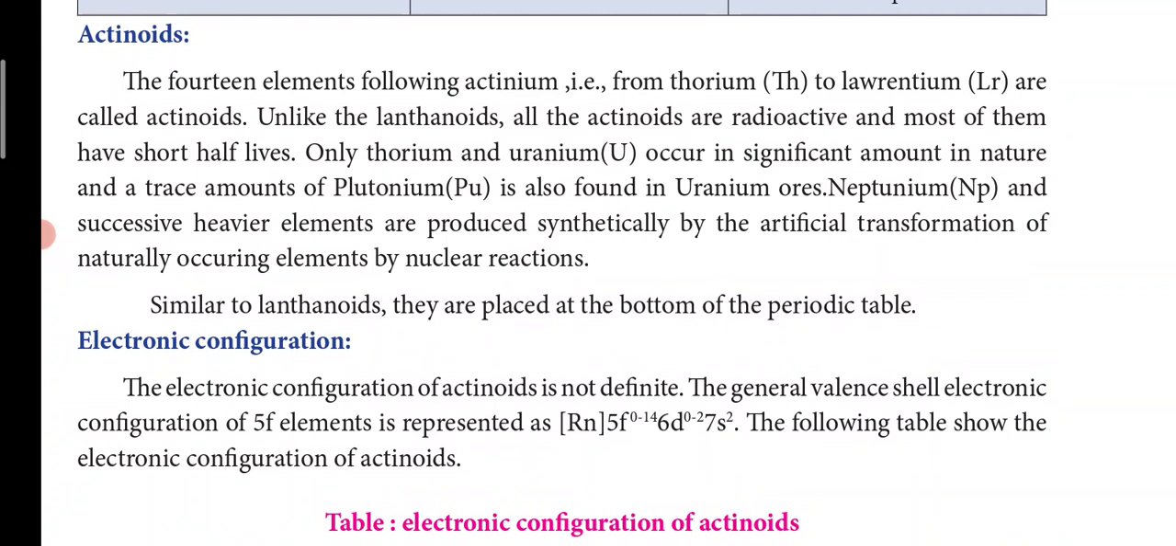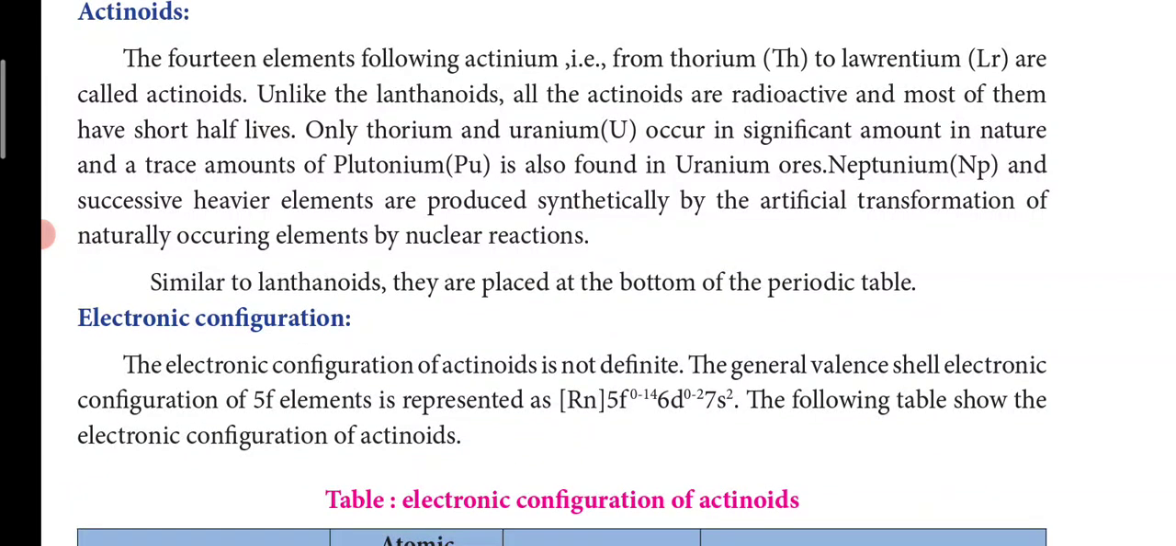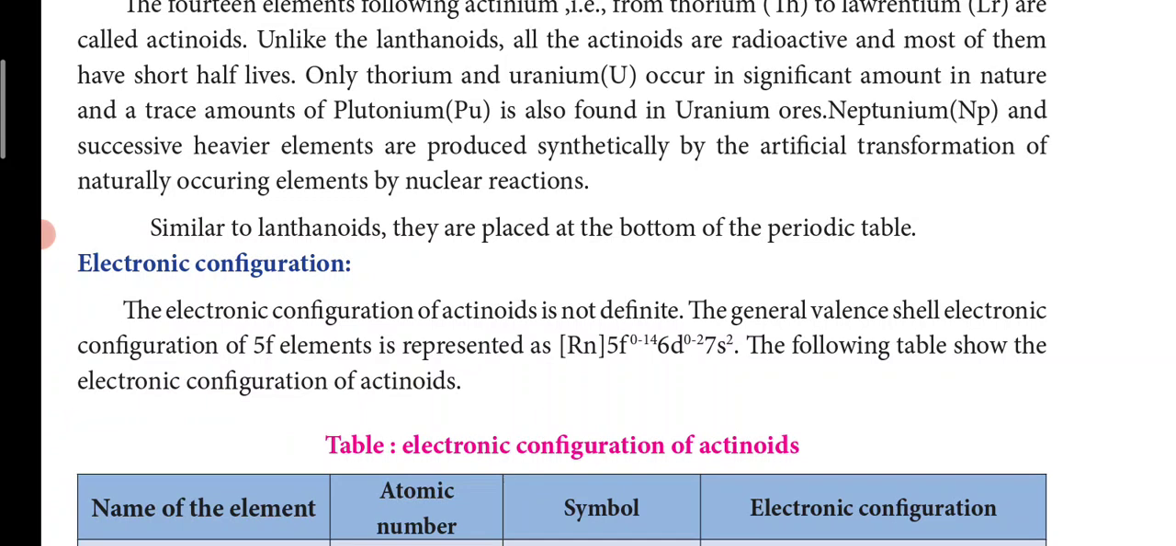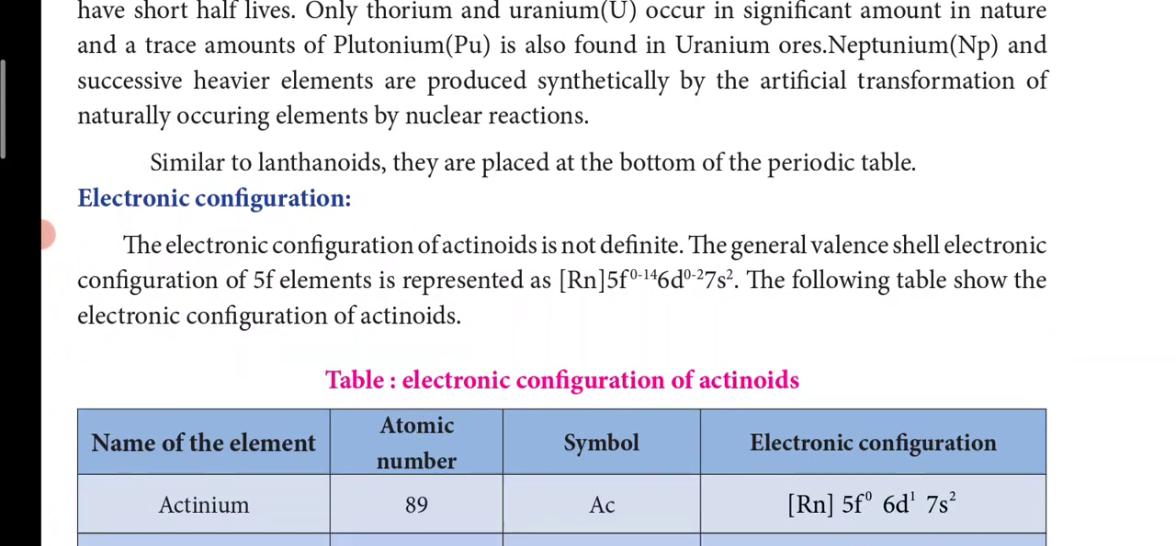Neptunium and the other successive heavier metals are produced synthetically by the artificial transformation of naturally occurring elements by nuclear reactions. So out of 14 elements, about 4 occur at least in trace amounts in the Earth's crust naturally. The remaining 10 to 11 elements were all prepared synthetically by nuclear reactions. Similar to lanthanoids, they are placed at the bottom of the periodic table.